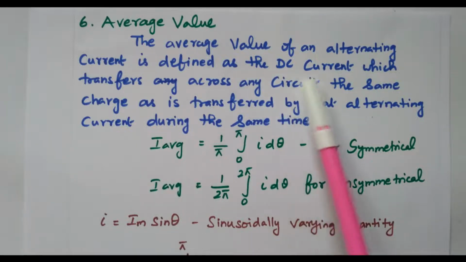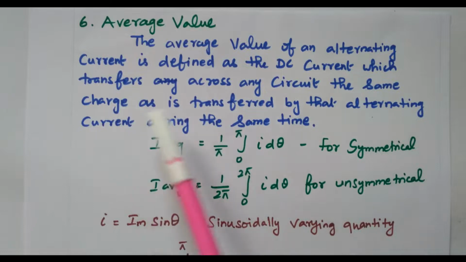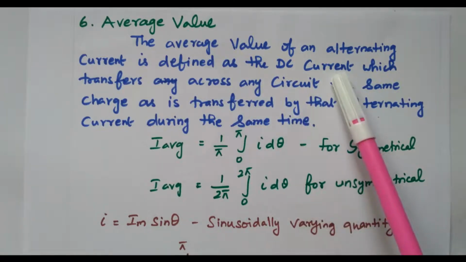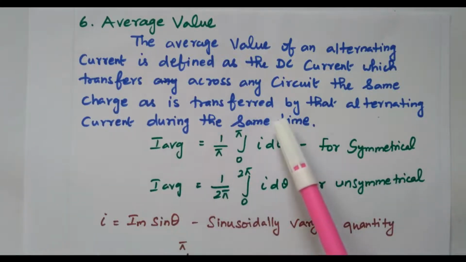Suppose the DC current is transferred across any circuit. The same charge as is transferred by alternating current is called the average value. Right? One circuit is available, in that DC current is passed. For the same time, the alternating current that passes the same charge is nothing but the average value.